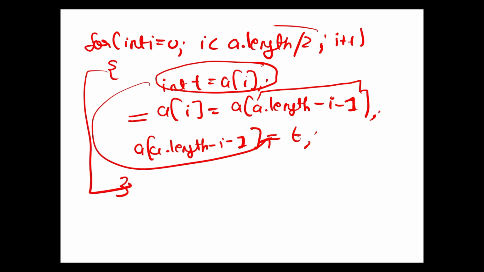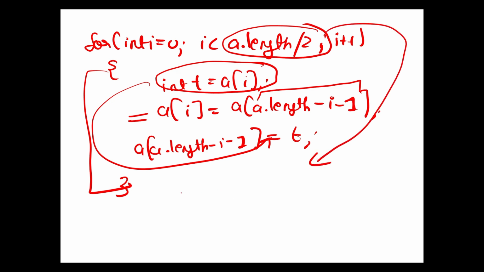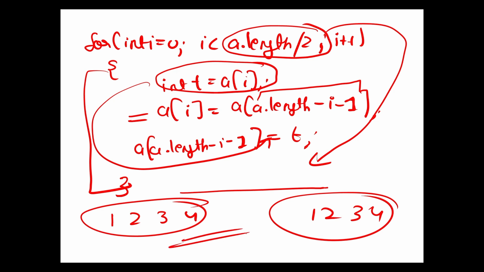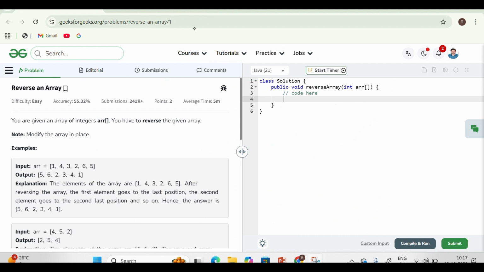And why do we go till a.length divided by 2? Because if you go through the entire length of the array, then you will receive the initial array only. Like suppose the array is 1, 2, 3, 4, then you will get 1, 2, 3, 4 only. I will show these things when we solve the question on the GeeksforGeeks platform. After this, we will be writing the code. So let's do it.